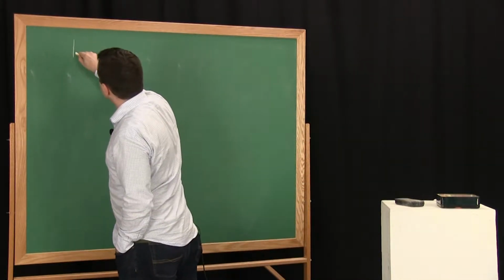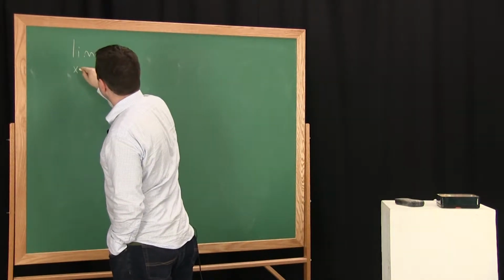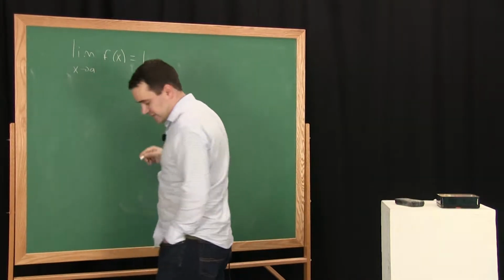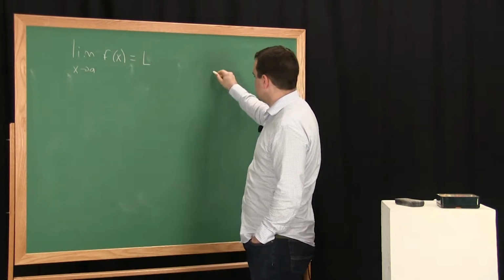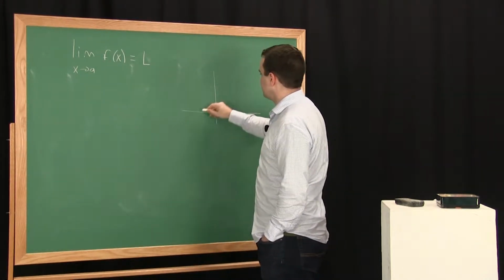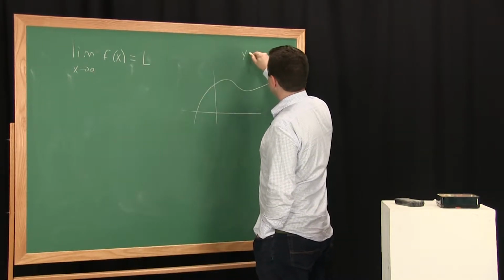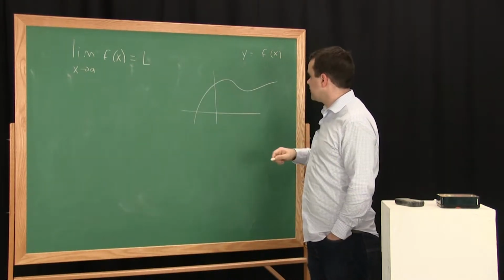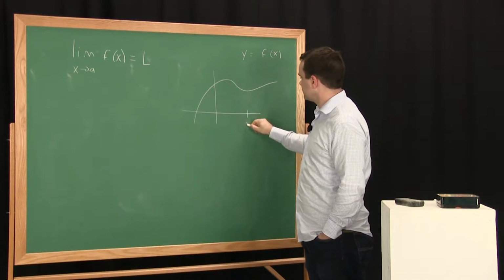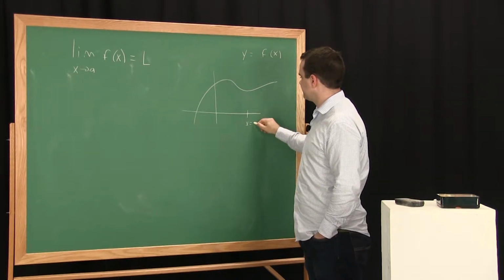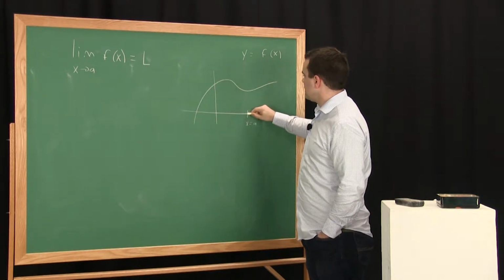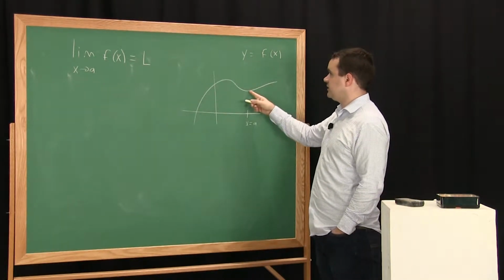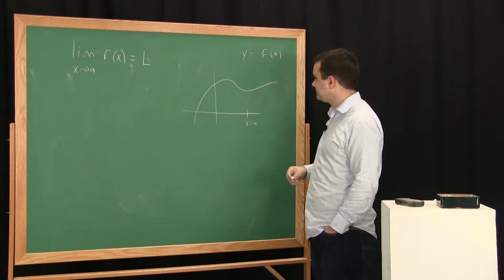So we know the informal definition: if I want to say the limit as x goes to a of f of x is equal to a number L, then you can imagine some function f of x, and if I pick some number x equals a, and I want to say the limit is equal to L, and I've drawn a continuous function here, so the limit will be equal to f of a, which will also be equal to L.